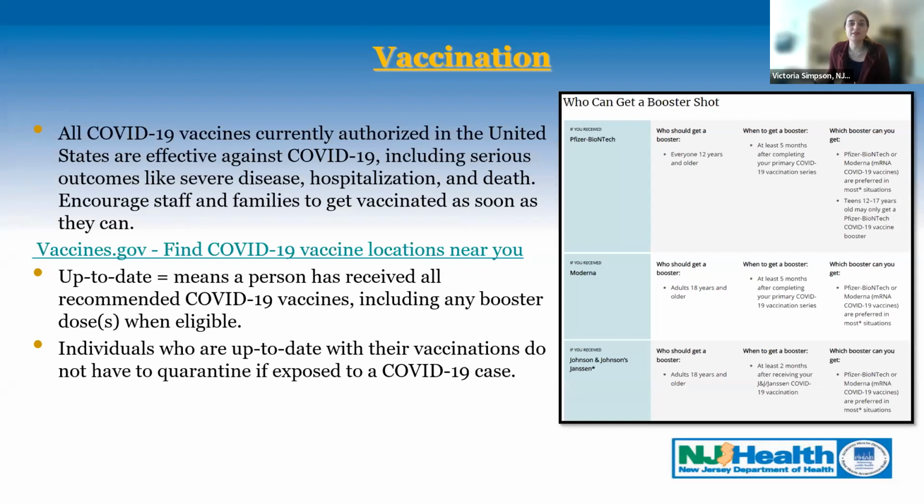Being up to date means a person has received all recommended COVID vaccines, including the booster doses when they're eligible. Children under 12 years old are not yet eligible to receive a booster, so if they've received their primary series, they are considered to be up to date. So remember, up to date individuals do not have to quarantine if they are exposed to a COVID-19 case. For those who are eligible for a booster, the time between dose 2 and the booster dose does vary depending on what type of vaccination that individual received as their primary series.